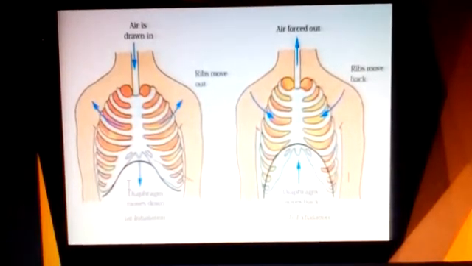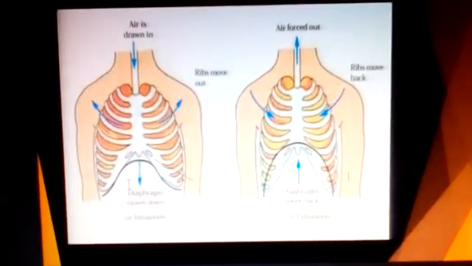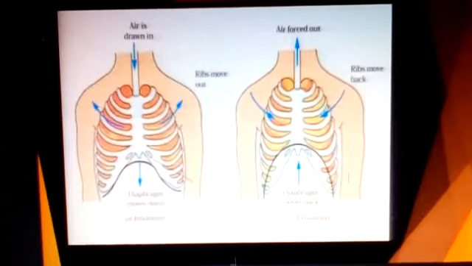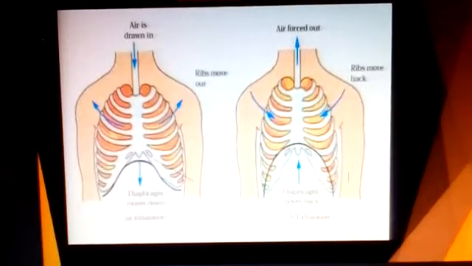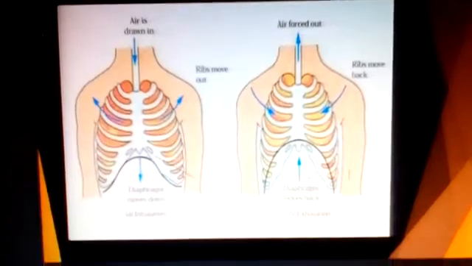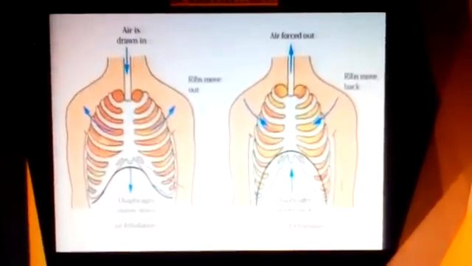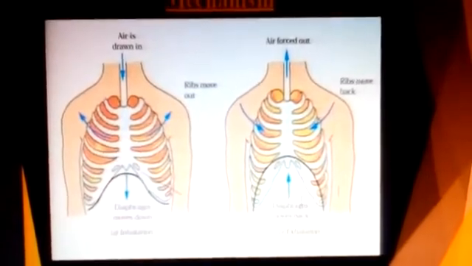What happens during exhalation? In this diagram it shows exhalation. The ribs move down and inwards and it pushes the lungs inwards. This reduces the size of the chest cavity and air is pushed out of the lungs. These movements in our body can be felt easily.